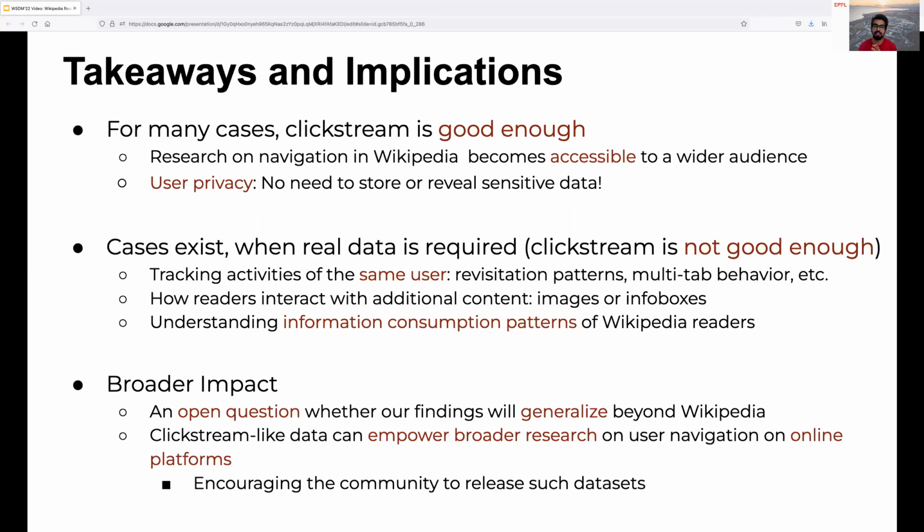Anyway, the most important aspect is that this study has a broader impact because for most practical downstream applications, the clickstream data is good enough. And clickstream-like data can empower broader research on user navigation on online platforms. Thereby, this is an encouraging call for the community to release such datasets wherever possible. There still exists an open question whether our findings will generalize beyond Wikipedia, but this is an interesting question in its own right and should be studied.